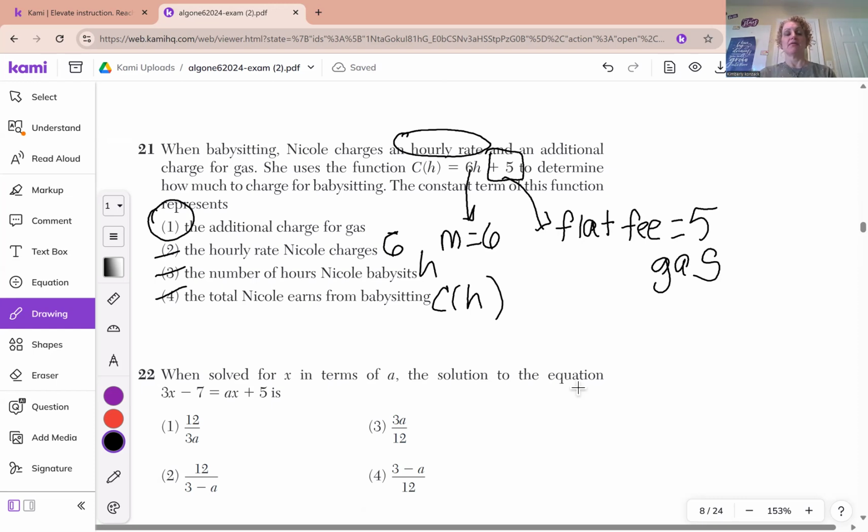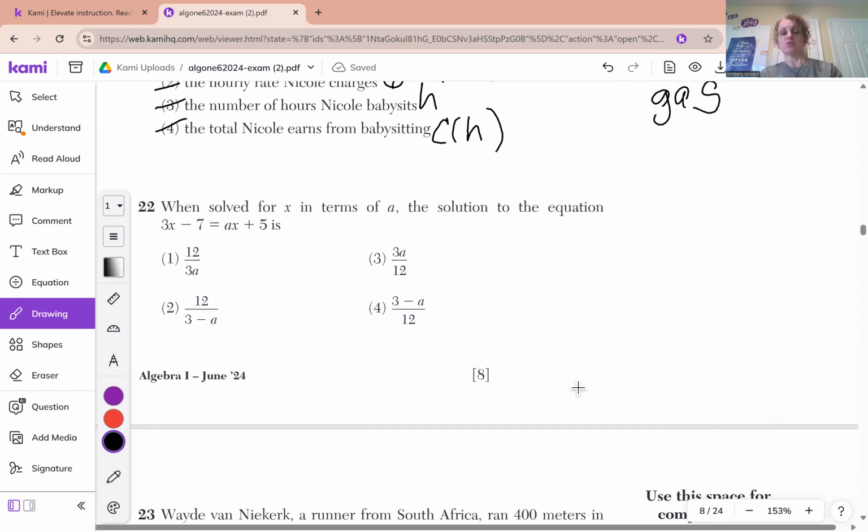And then the additional charge for gas is 5. Okay, great job. All right, 22.